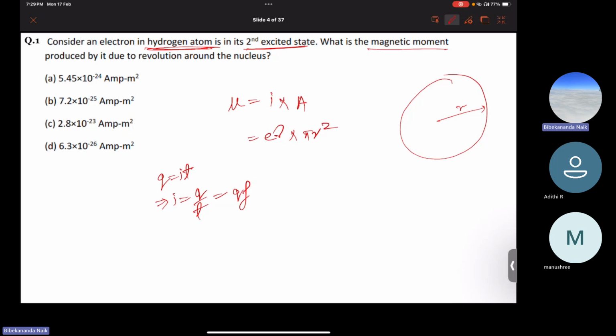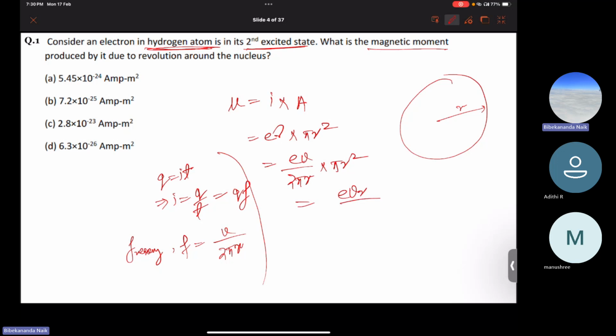Now if we talk about the frequency, then what will be the formula for frequency? Frequency f will be velocity by distance. So here the total distance traversed by the electron is 2 pi r, that is the circumference of the circle having the radius r. So it is v by 2 pi r. So if you put that, it will be e v by 2 pi r into pi r square, or it is e v r by 2.